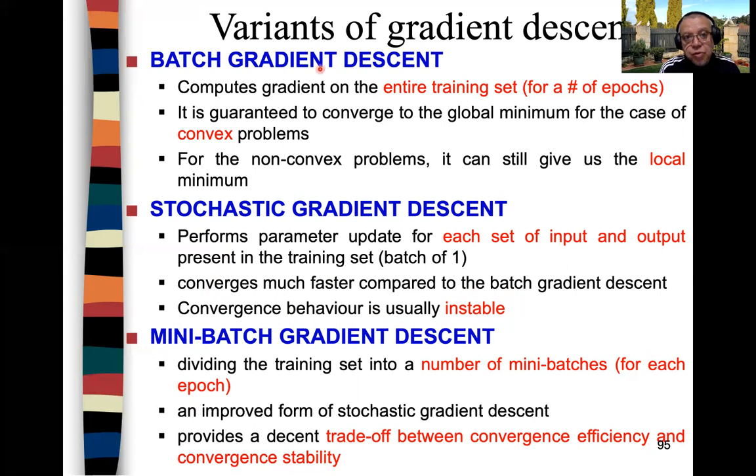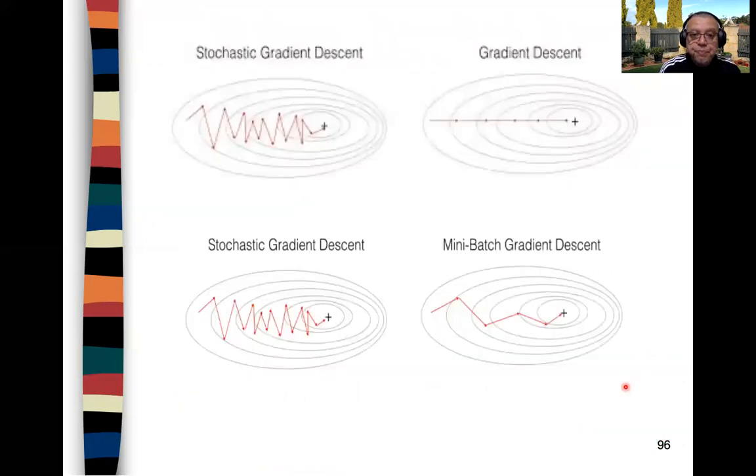So batch gradient descent has problems, stochastic gradient descent has problems, so instead you do mini-batch gradient descent. In this case, you take your training set, for example 1,000 samples, and divide them into 10 mini-batches. For each epoch, you take the first batch and update your parameters, take the second batch and update your parameters, and when you finish the 10 batches, that's one epoch, and then you do another epoch. It's an improved form of stochastic gradient descent and provides a decent trade-off between convergence efficiency and stability. So this is mini-batch: batch one, batch two, and so on. The good thing about mini-batch is you can divide your batches across a number of CPUs or GPUs, and that would be much faster.